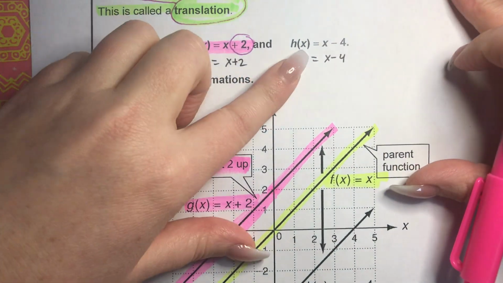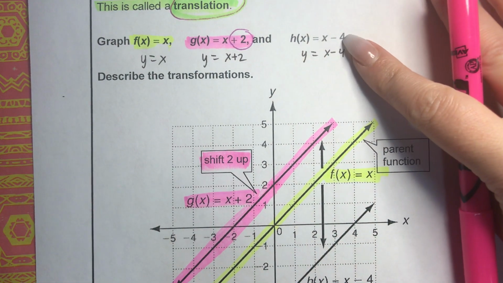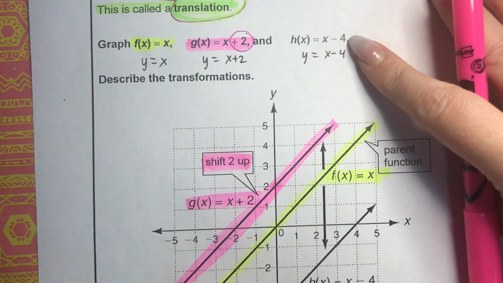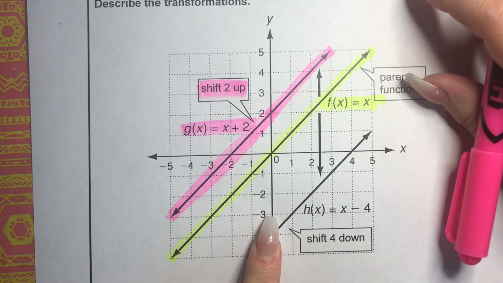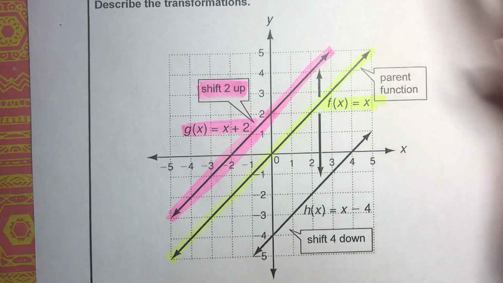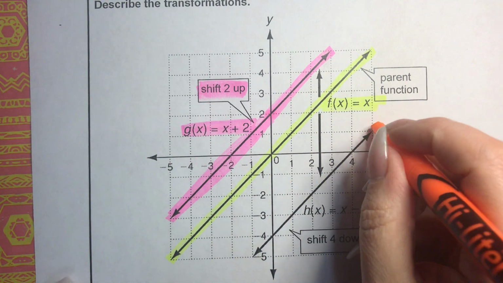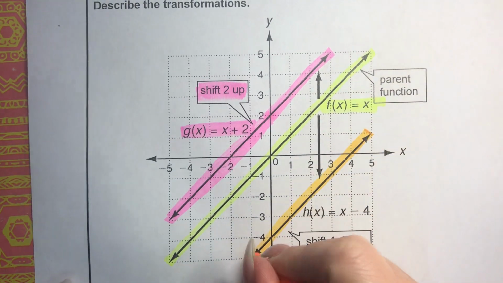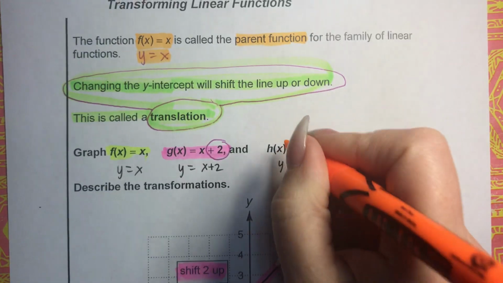So h of x is x minus 4. So here the y-intercept is negative 4. So we're going to go down here to negative 4. And then the slope is up 1 over 1. So this is h of x here. And this was h of x.